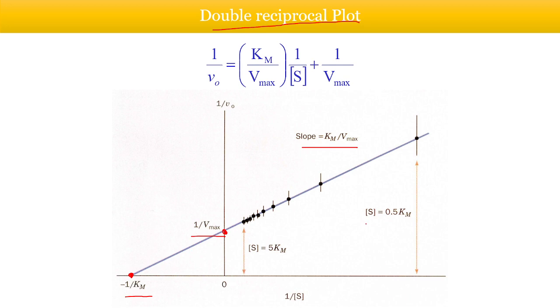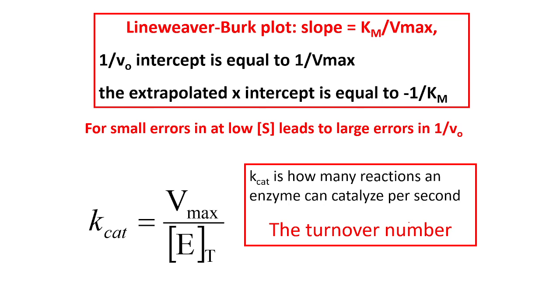And your substrate concentration is your 0.5 Km. So that is different, when half of the enzyme is bound to your substrate. At that point we call it the Km. Okay. So this is also called the Lineweaver-Burk plot, where you have the slope as Km divided by Vmax, where the 1 by V naught intercept is equal to your 1 by Vmax, and then extrapolated to get the x-intercept, that is equal to your minus 1 by Km.